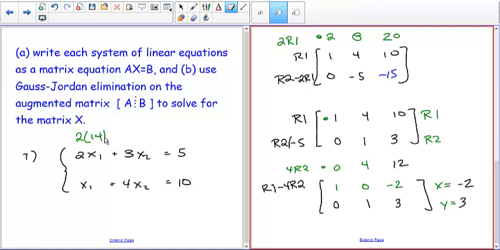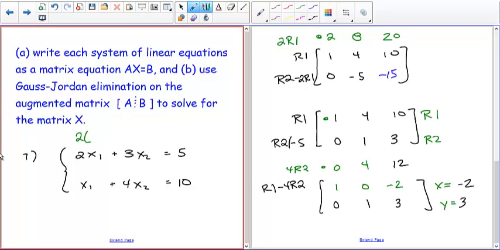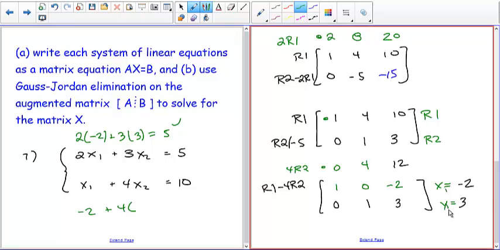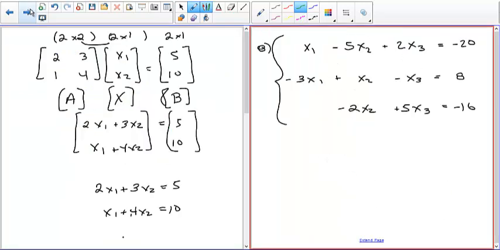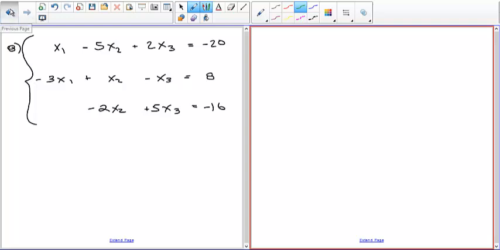Okay, now let's check it out. Plug that back in. So you have 2 times x, which is negative 2, plus 3 times y, which is 3. So that's negative 4 plus 9, which is 5. Check. And down here you'd have negative 2 plus 4 times x2, which is, well, I did y. That should be x1 and x2. So let me make sure I do that right. So I get 4 times x2, which is 3, so you get 12 minus 2, which is 10. Check. Okay, so that is the solution.